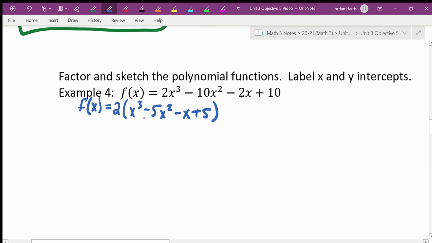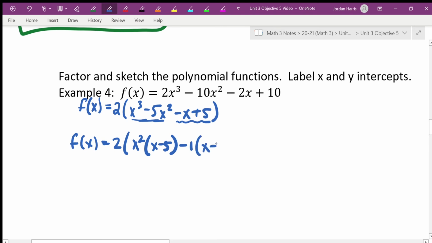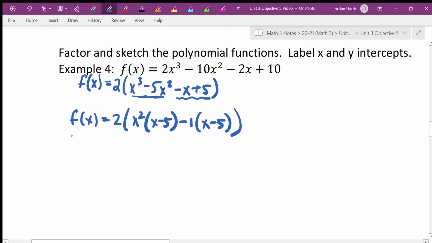Next, we group. First group, second group. So from the first group, remember the 2 is still in front. First group is an x squared, that's it, so x minus 5. The second group, it's not quite right, so I'm going to take out a negative 1 because I want the 5 to be negative and the x to be positive. So that'll switch the signs. Okay, then we have an x minus 5 in common.